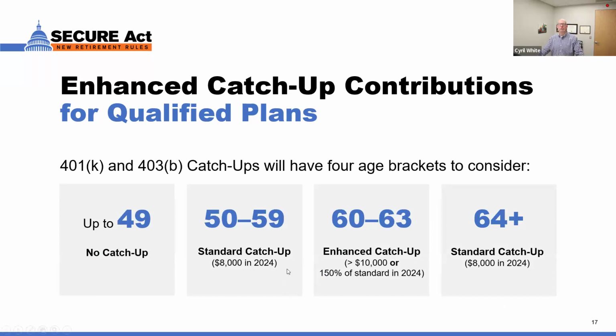This slide shows you kind of graphically what we already discussed. Up to age 49 in 401ks and 403bs, there's no catch-up. Between ages 50 and 59, the catch-up is $8,000 currently in 2024, and that's being increased for inflation after this year. Between 60 and 63, the greater of $10,000 or 150% of the standard. And after age 64, it goes back to just the standard catch-up contribution, whatever it happens to be at that time.